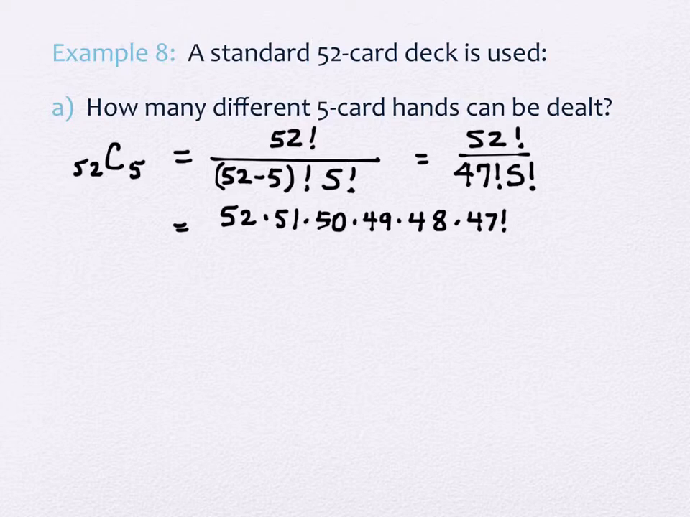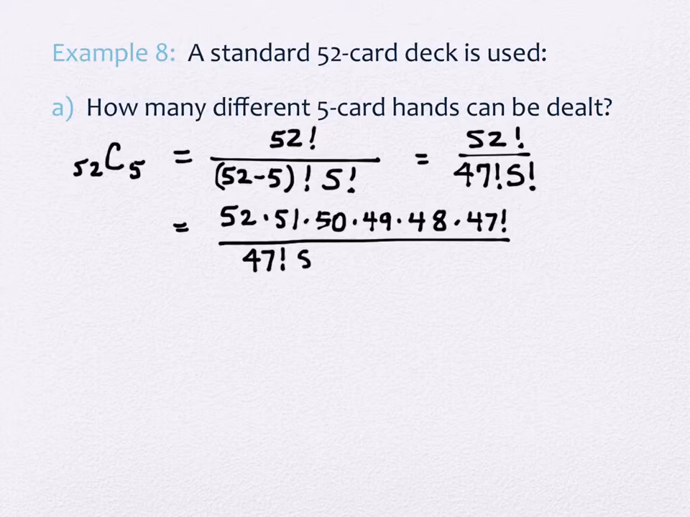And I'm going to write my 47 factorial on bottom just as 47 factorial. But what else am I going to write on bottom? Times 4. You guys are getting the hang of this. You're doing great. Okay, so 47 factorial is going away, right?